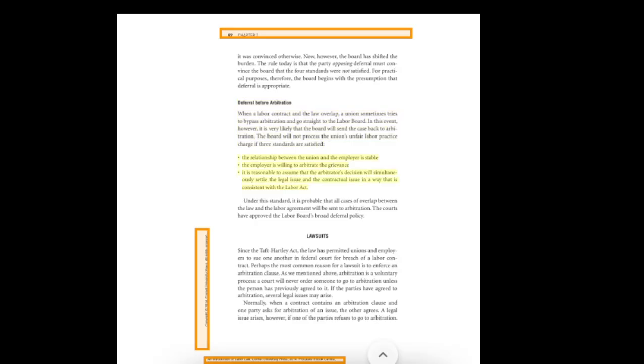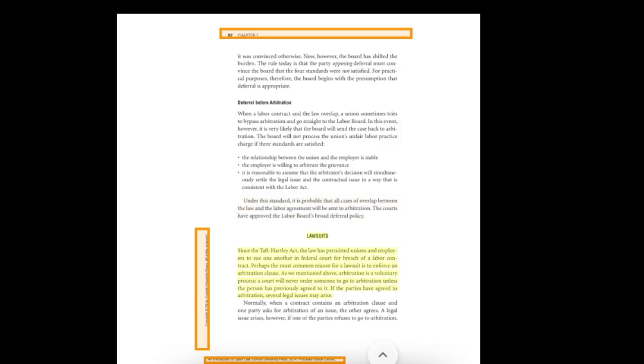The relationship between the union and the employer is stable, the employer is willing to arbitrate the grievance, it is reasonable to assume that the arbitrator's decision will simultaneously settle the legal issue and the contractual issue in a way that is consistent with the Labor Act. Under this standard, it is probable that all cases of overlap between the law and the labor agreement will be sent to arbitration. The courts have approved the Labor Board's broad deferral policy.